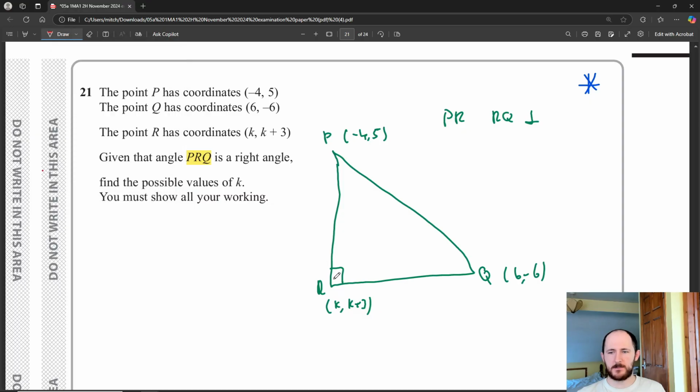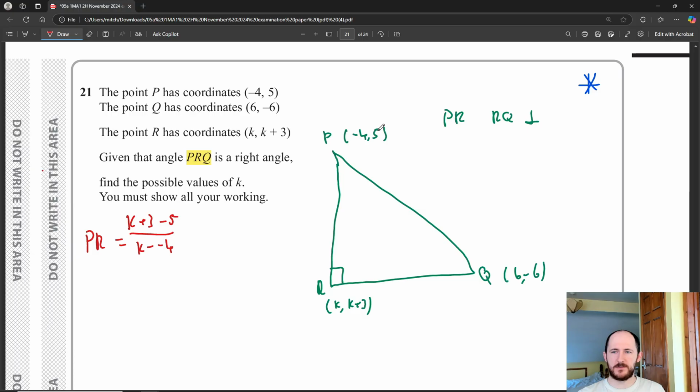But when we have two lines that are perpendicular, what does it mean? It means that their gradients are negative reciprocals of each other. So if I work out the gradient of PR, which again is going to be some weird algebra, not an actual answer, so k plus 3 minus 5, because it's change in y over change in x, over k minus minus 4. So why did I do it? Well, I've taken R minus P instead of P minus R.